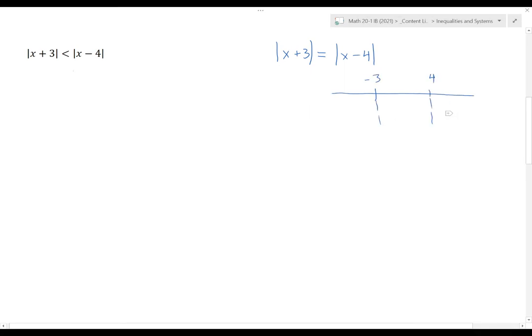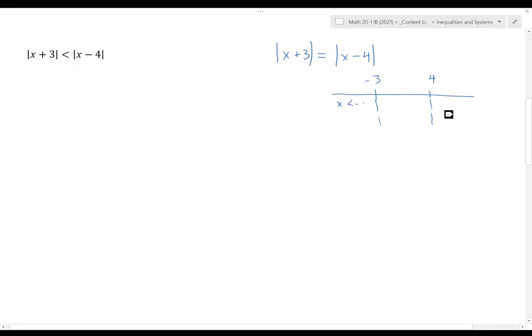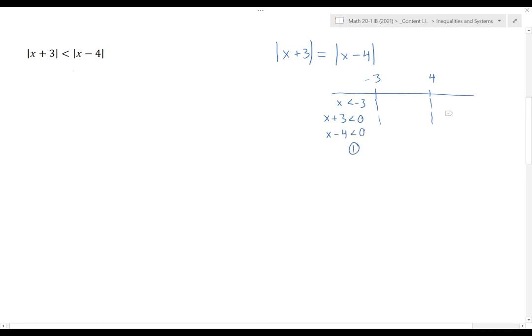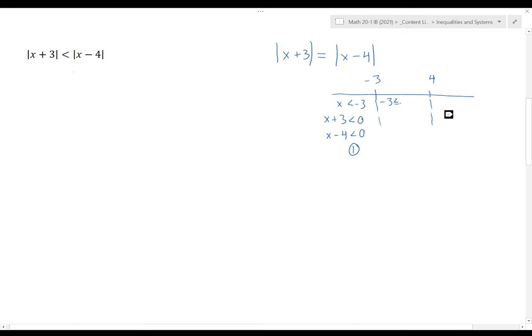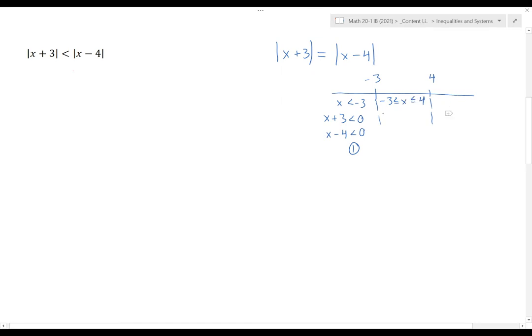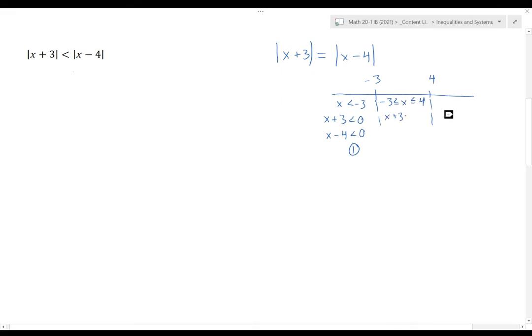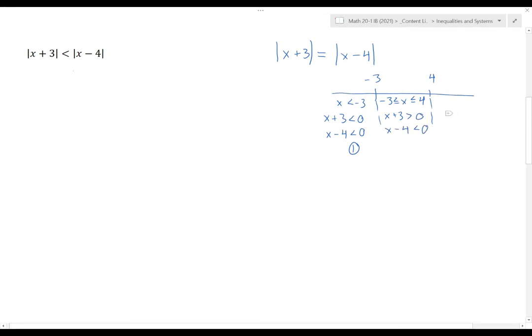So if x is less than negative 3, then x plus 3 is less than 0, and x minus 4 is less than 0. So that's case 1. If x is between negative 3 and 4, then x plus 3 is now greater than 0, but x minus 4 is still less than 0. And if x is greater than 4, then these are both going to be positive. So x plus 3 is greater than 0, x minus 4 is now greater than 0. So these are my three cases.